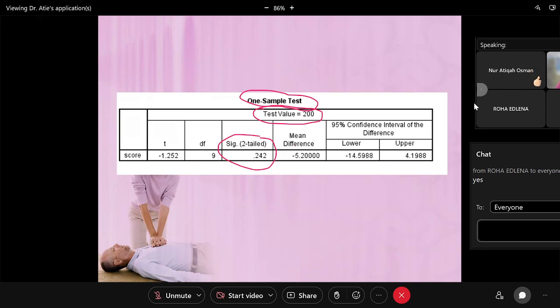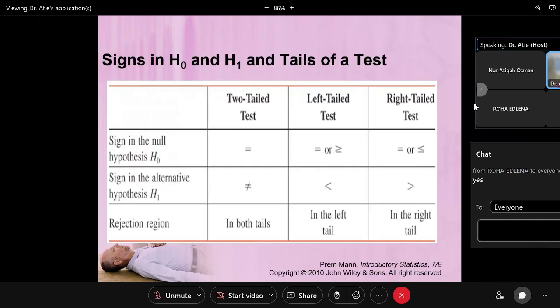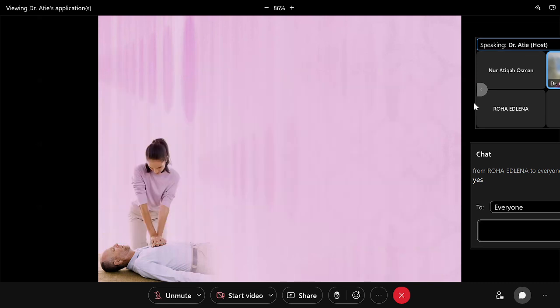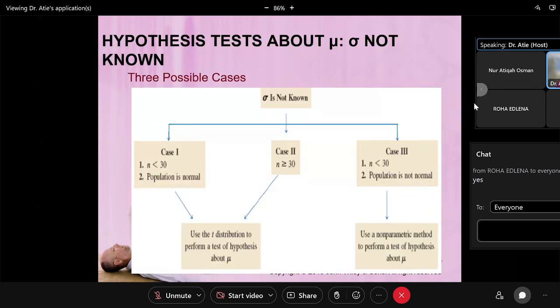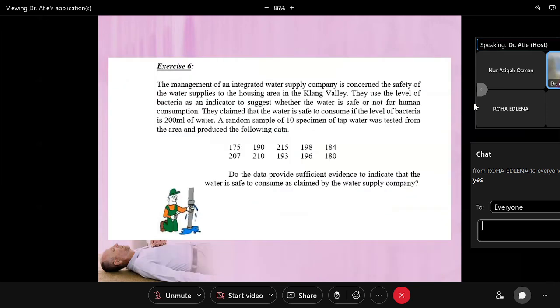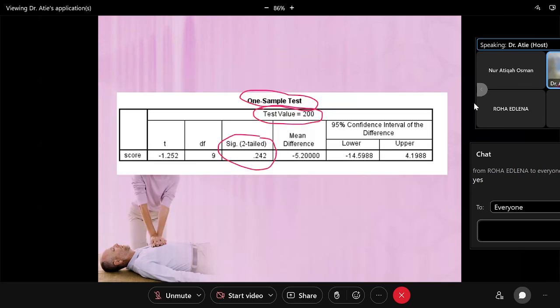Just to let you know, what we have done just now, all the examples, we call it a one sample t-test. So this is how it looks later in our SPSS. And remember, we need to decide on a one- or two-tail test based on our HA.